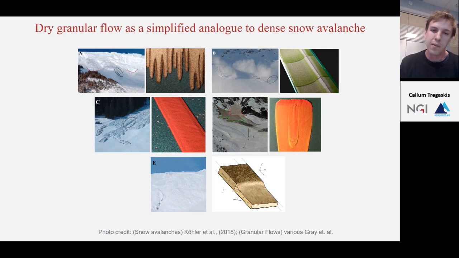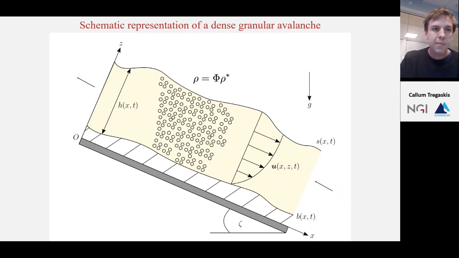We get existing snow already on the mountainside. We can have existing static material also in the lab frame that then gets entrained into a moving flow. And then we have this sort of activation of thicker material that then starts to flow. So this gives us a schematic representation of what we view as a dense granular avalanche.